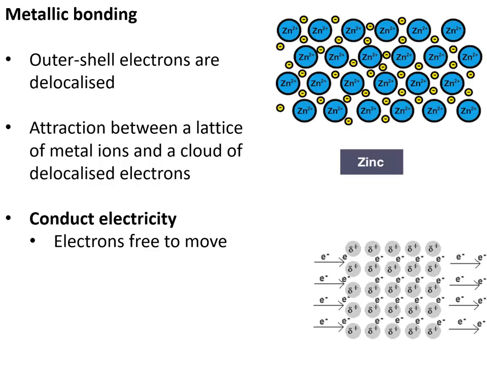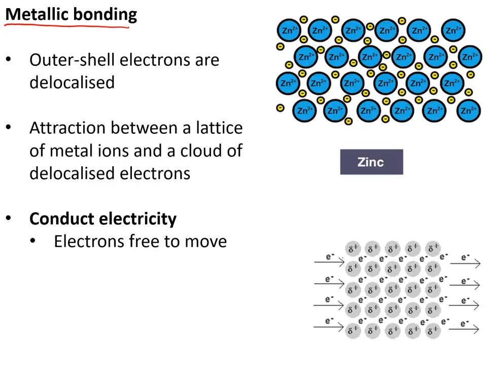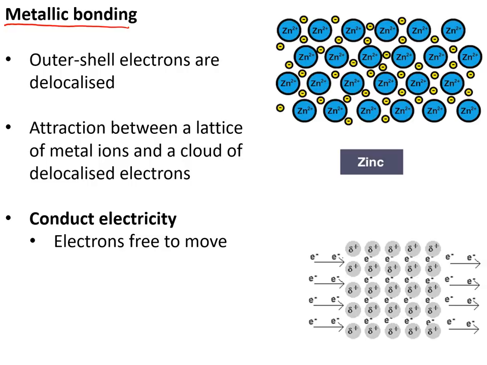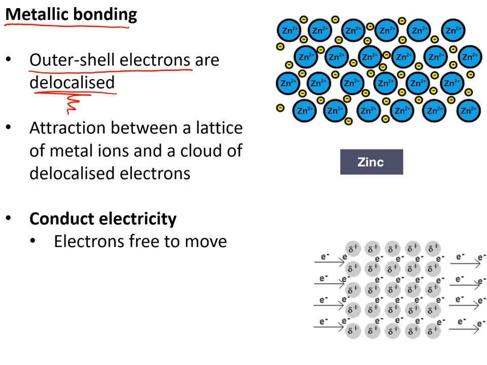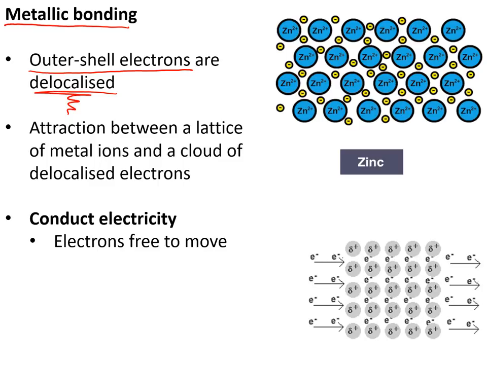The last kind of bonding we need to think about is metallic bonding. Metallic bonding is the bonding we see in metals. And the important thing here is that in a metal, the outer shell electrons get delocalized. Now this word here, delocalized, means that the electrons in the outer shells aren't bound to one atom, but are free to move around many.